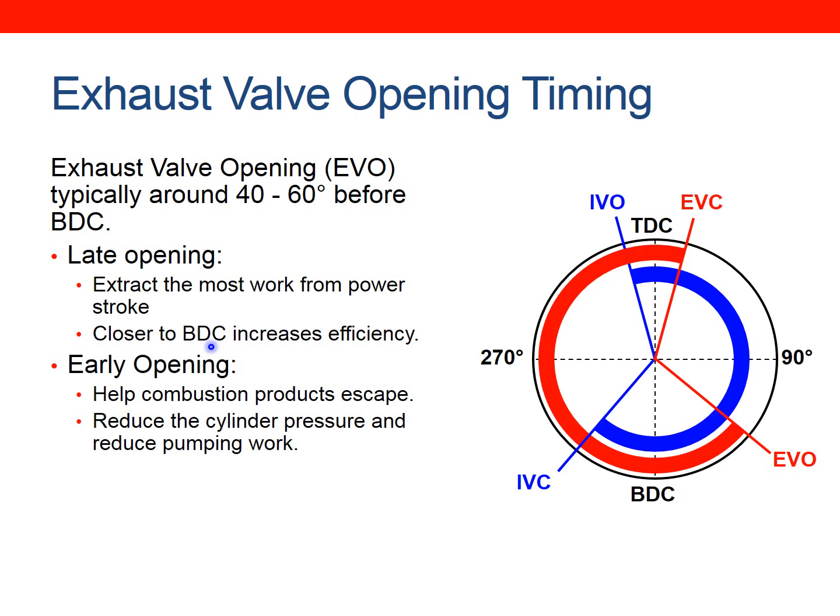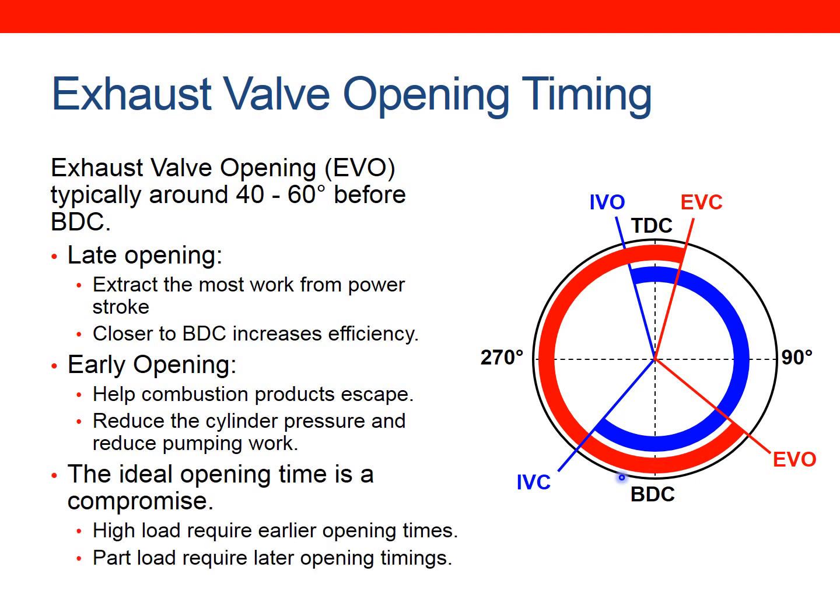But at the same time, we need to help our combustion products escape. So if we open it too late, we're not going to have sufficient time for all the exhaust gases to be expelled before we're trying to bring in our next charge. And also, once the piston comes down to bottom dead center, work is being done on it to get it back up to top dead center. And if you still have a significant amount of pressure in here, then you need more pumping work to do that. So by opening it early, you've reduced the pressure before you have to pump the exhaust gases. So there is a compromise. At high load, you want earlier opening times, and at part load, you require later opening times. So with anything, it is a compromise.